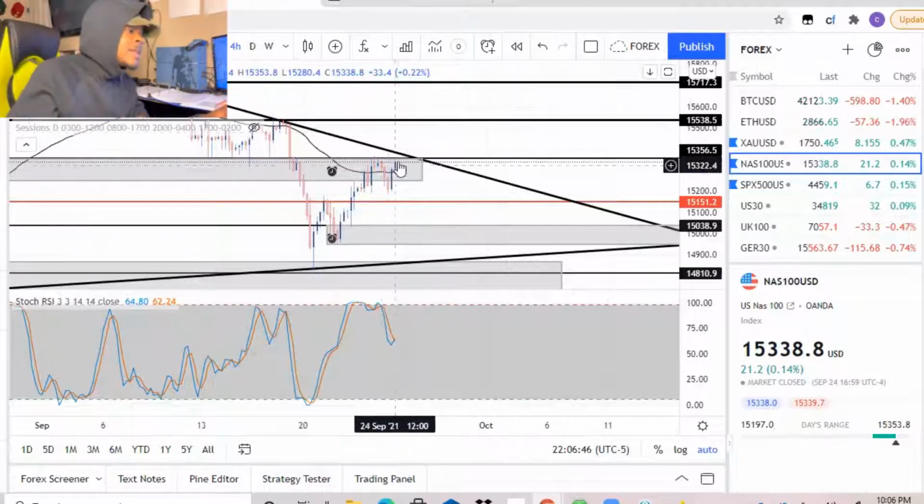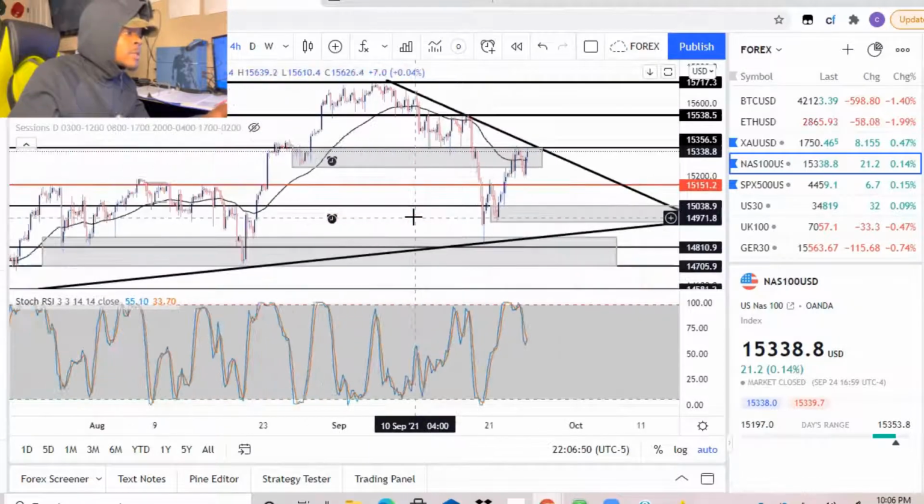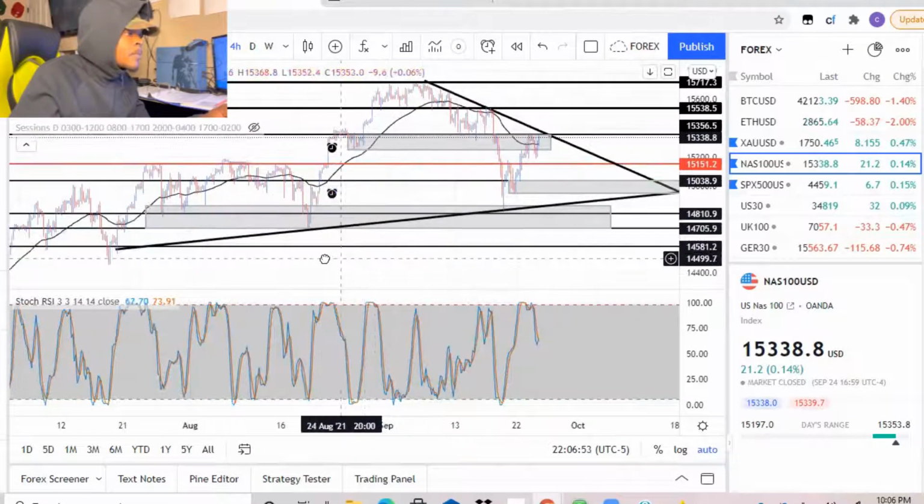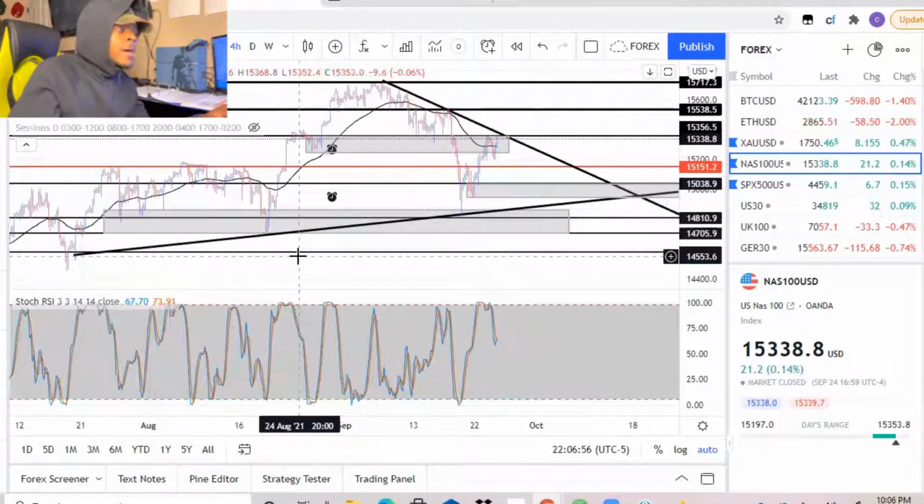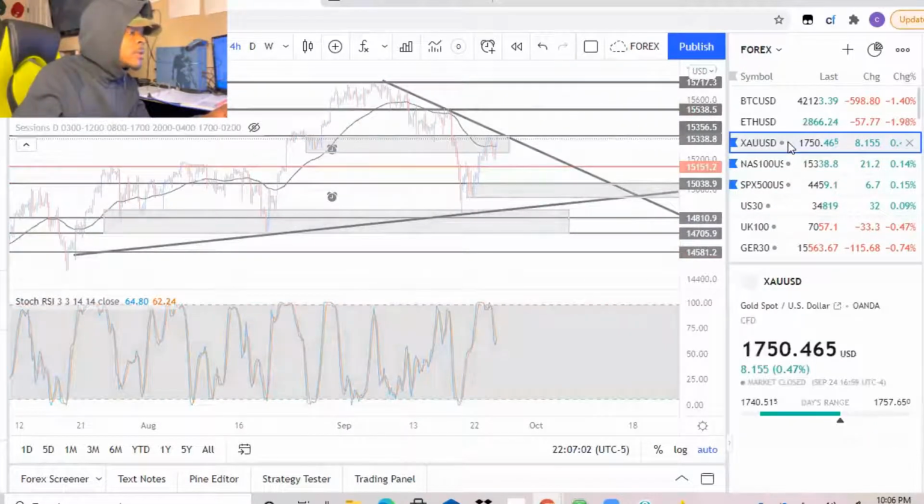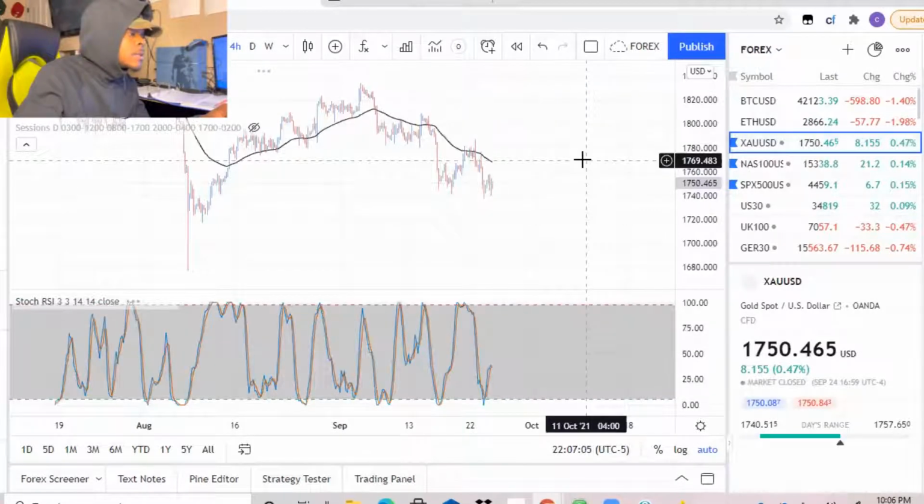So that's really what I'm looking at. That's how I mark up my charts for supply and demand, and that's how I'm able to analyze my trades and hop in them. So that's what I'm looking for next week. Let's go to gold. Pretty much the same thing, honestly.